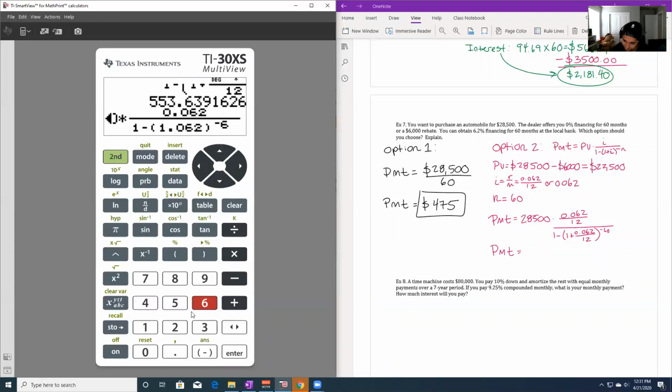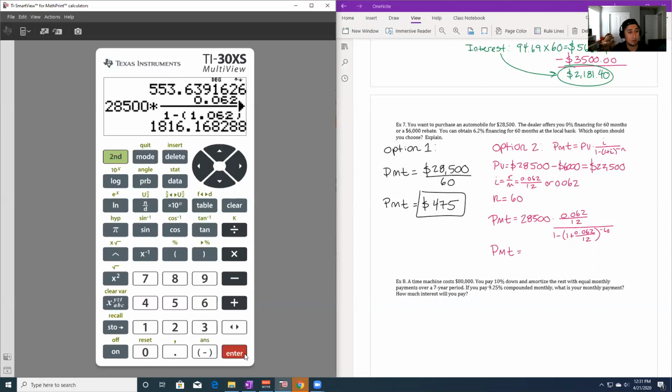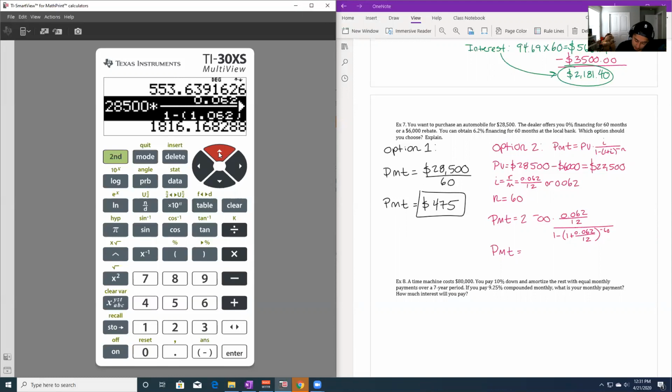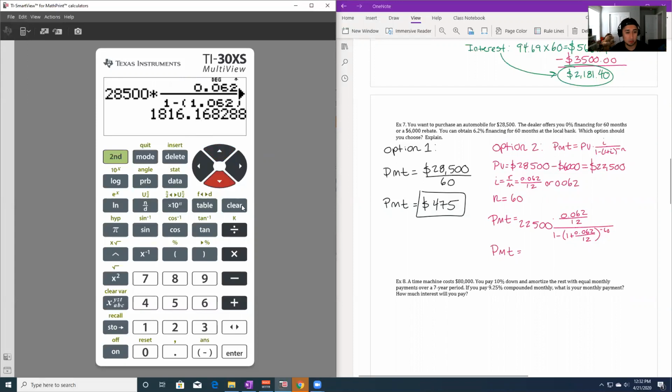Oh, never mind, I know what I did wrong. I typed in 28 instead of 22. My bad. See, it keeps increasing because I just messed it all up. Sorry. So here, we're going to fix this real fast. Looking at the problem, this should have been 22,500, not 28,500. That's my bad. Typo.